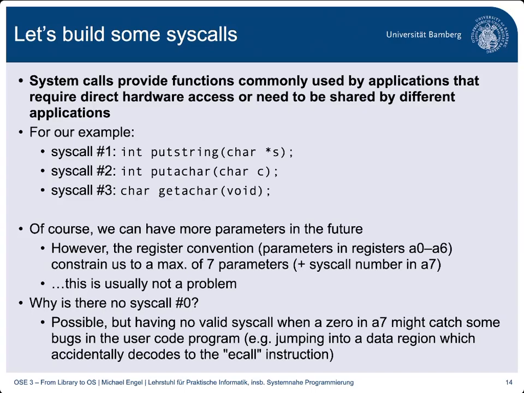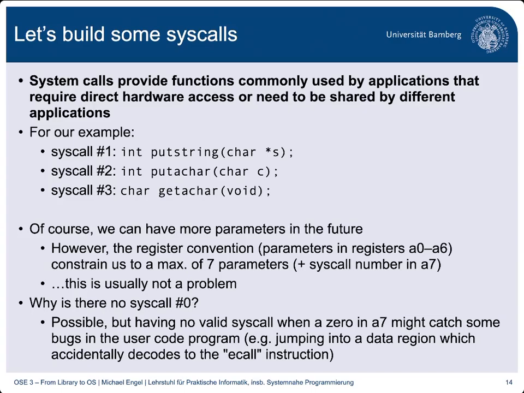So we have a function to output a string of characters, so a cstring just as a pointer to an array of characters. And if the character has a value of 0, then we know this indicates the end of a string. And then we have a similar system call which just outputs a single character which we pass to it. And then we finally have a third system call which does not get a parameter but returns the character that was typed on the keyboard. Obviously, we can have more parameters in the future.